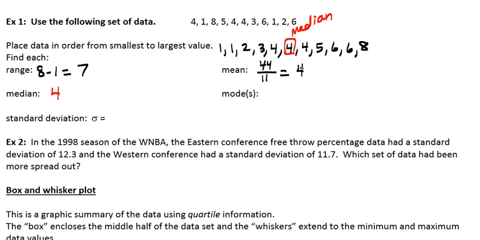Last but not least, let's find our mode. Again, there can be no mode. In this situation, there is a mode though, because there's three 4s, and that's the most of any number we've got. So the mode is 4.